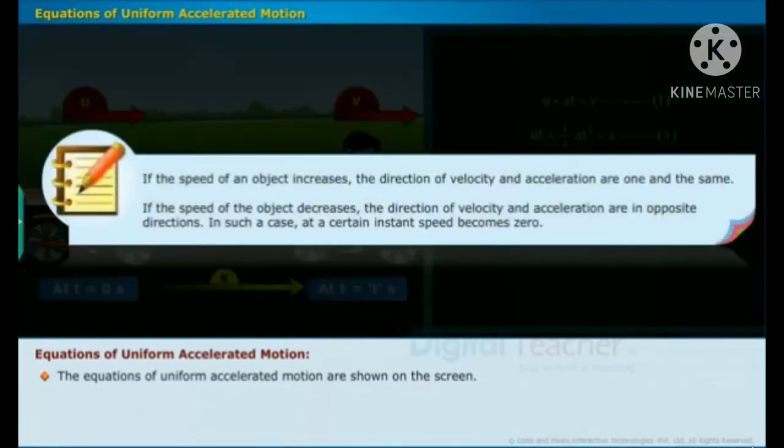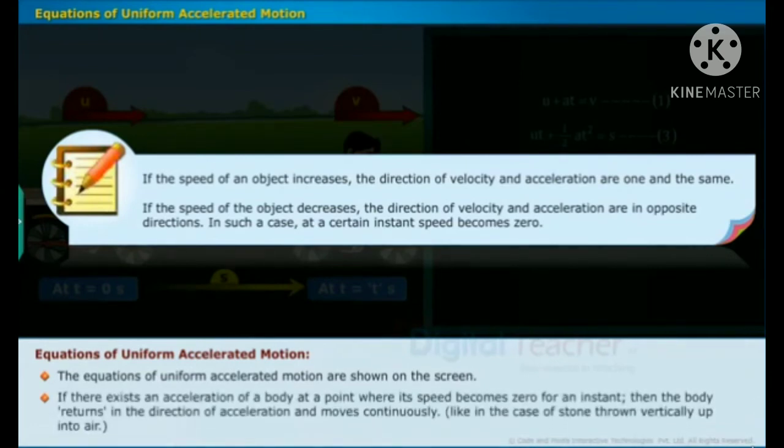Note, if the speed of an object increases, the direction of velocity and acceleration are one and the same. If the speed of the object decreases, the direction of velocity and acceleration are in opposite directions. In such a case, at a certain instant, speed becomes 0. If there exists an acceleration of a body at a point where its speed becomes 0 for an instant, then the body returns in the direction of acceleration and moves continuously, like in the case of a stone thrown vertically up into the air.